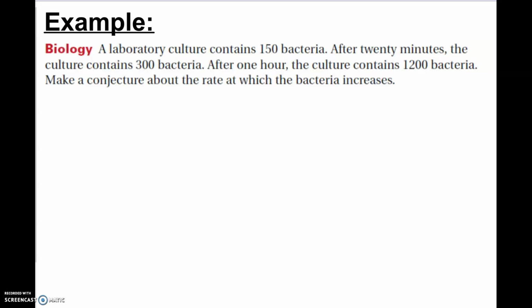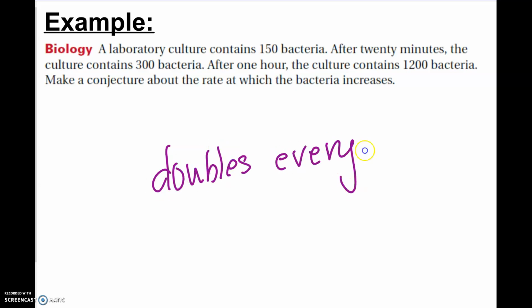So here we go. A laboratory contains 150 bacteria. After 20 minutes, the culture contains 300 bacteria. So in 20 minutes, what happened? It went from 150 to 300. After 1 hour, the culture contains 1,200 bacteria. So what is the conjecture about the rate at which the bacteria increases? And most of you are probably going to come up with the conjecture that it doubles every 20 minutes.